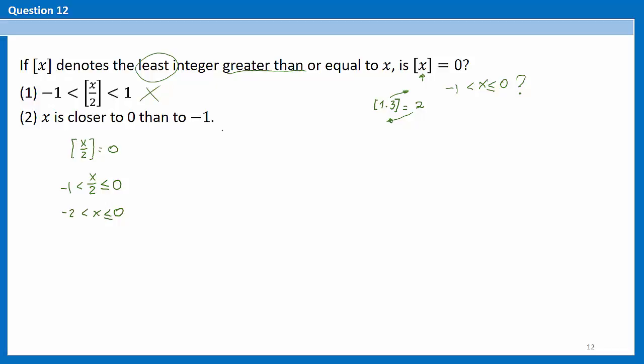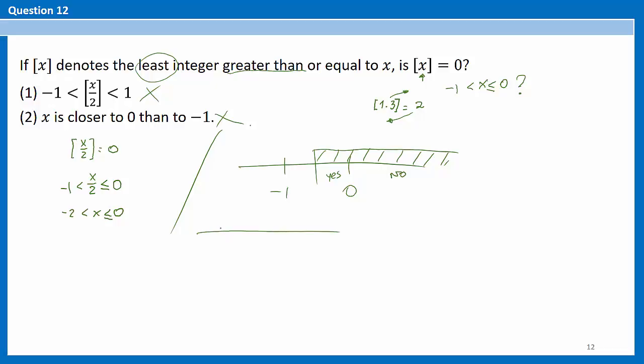Statement 2 alone says that x is closer to 0 than to -1. So I'm going to write -1, 0. If x is closer to 0 than -1, that means that from the middle of -1 and 0, x is to the right. Okay. But in the question, is x between -1 and 0? It might be in this case, and it might not be in this case. So it's not sufficient.